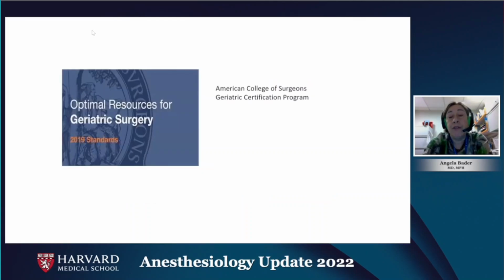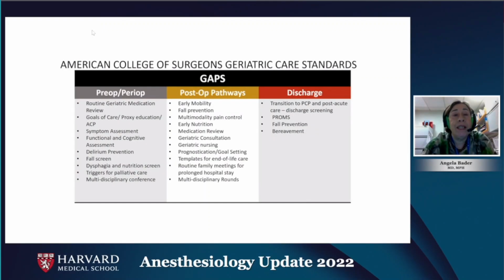The American College of Surgeons in 2019 developed and proposed implementation of what they call optimal resources for geriatric surgery, which is a set of standards for certification as a geriatric surgery center. These standards, in a way, are following the Duke model of looking at everything from the beginning of referral to discharge and post-discharge. And we are one of the institutions that is attempting to achieve certification by meeting these standards.